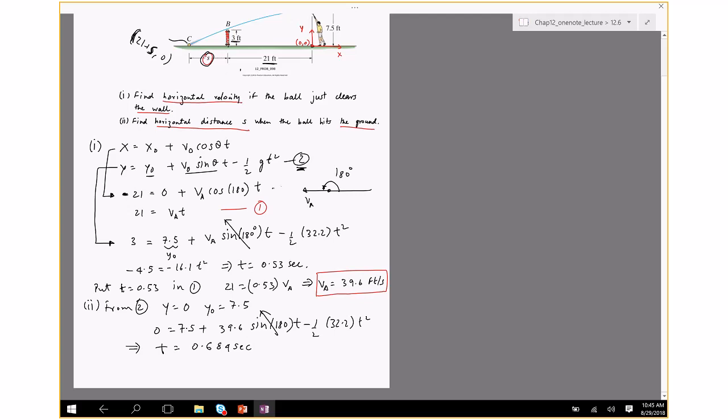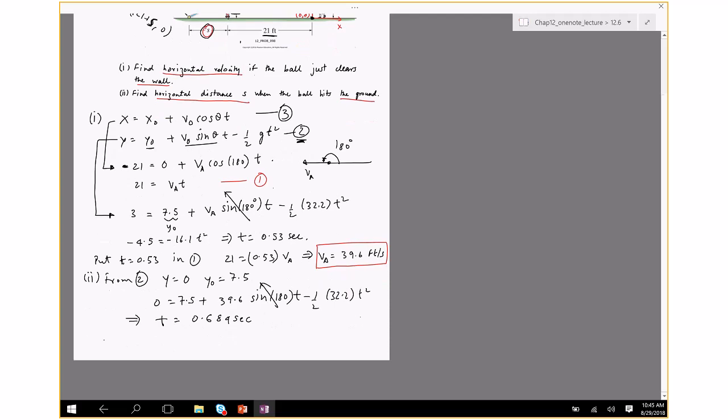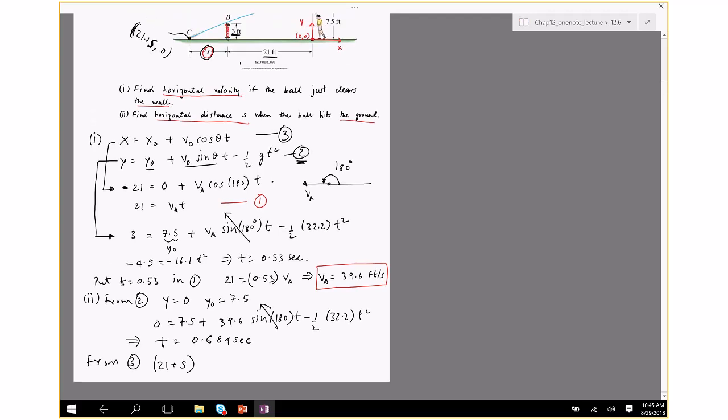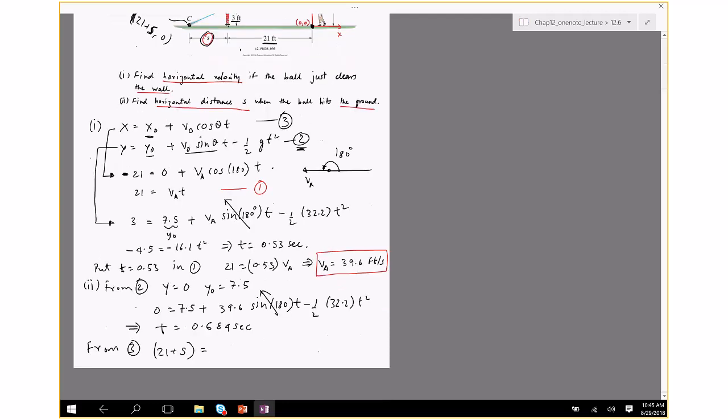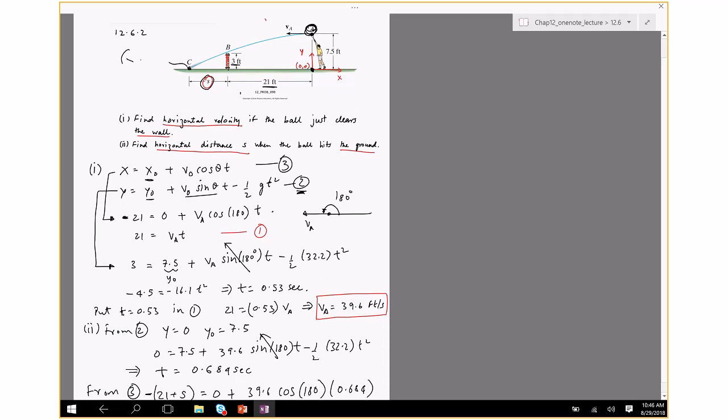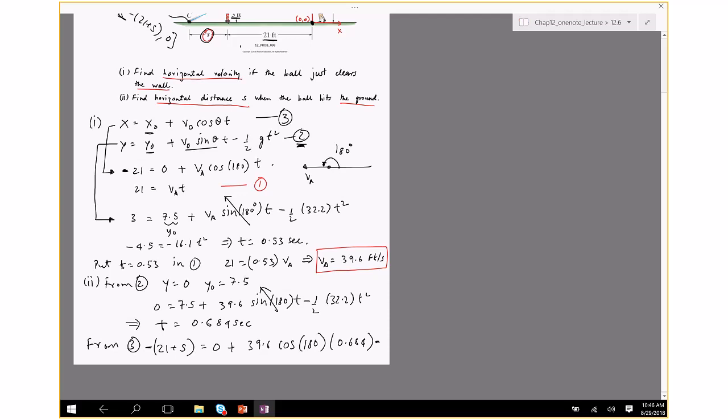The last thing I need to do is sub this in. I'll call this equation 3. I need to use a third equation. From 3 I can write x, which is 21 plus s, the distance of C from A, equals the initial x, which is the x position of A, which is 0, plus VA, 39.6, cosine of 180 times t, which is 0.684. I'm making a mistake here. I need to put minus 21 plus s because the position is minus 21 plus s, comma 0. In that equation, the only unknown is s. If you solve this for s, it comes out to be 7.35 feet.